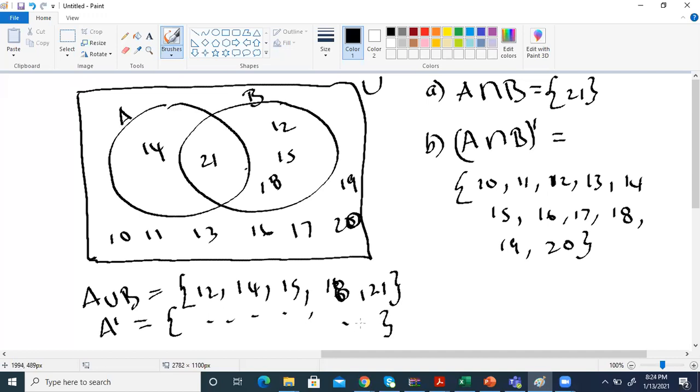All right. What about B complement? That should not be that long.